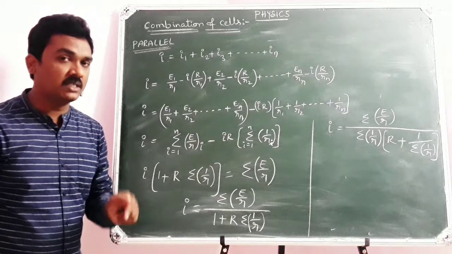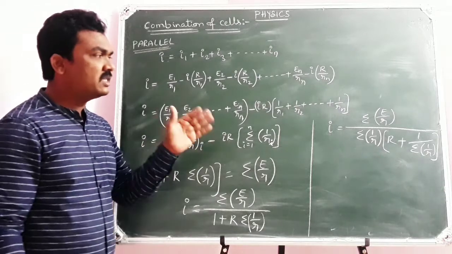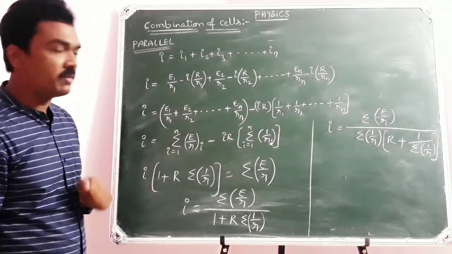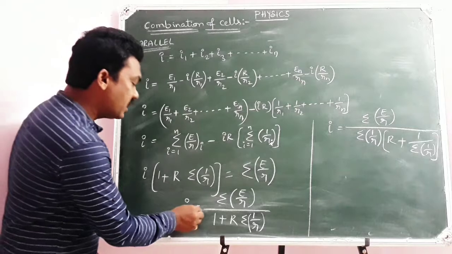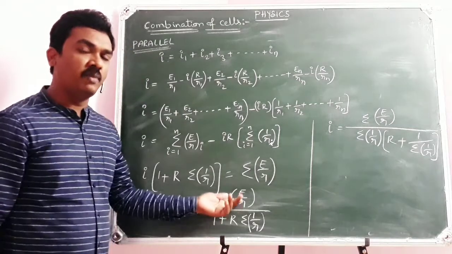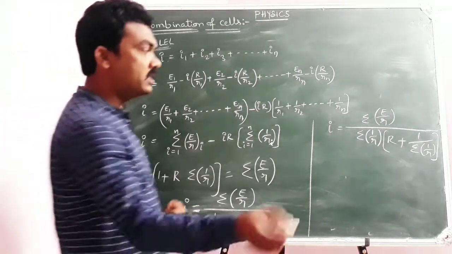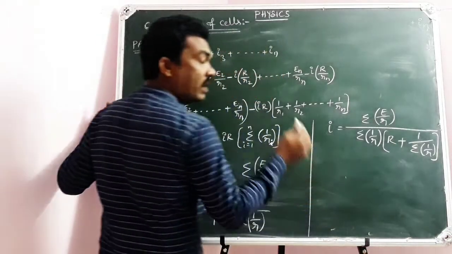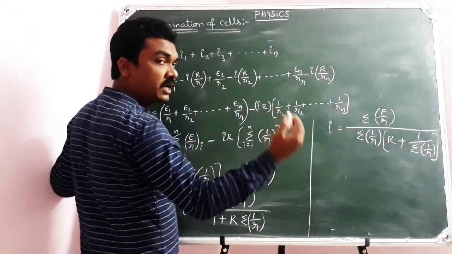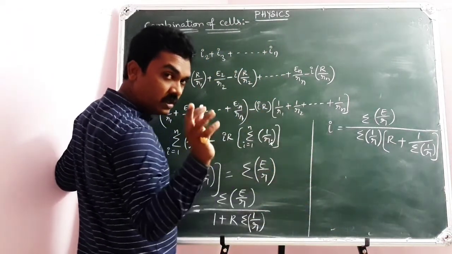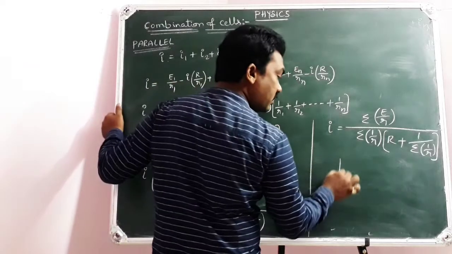Now you may get a doubt. You should ask, even you should get the doubt. Sir, why should sigma of 1 by R be taken as common? Why can't you compare directly I equal to equivalent EMF by equivalent resistance? You may ask. The reason is, here you have different cells that are connected in parallel. Listen carefully.